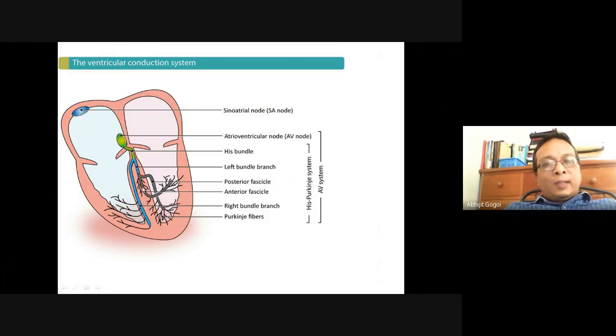So we know that when the left anterior fascicle is blocked, that is left axis deviation. And when the left posterior fascicle is blocked, this is right axis deviation. We'll remember that for now: when the left anterior fascicle is blocked, this is left axis deviation.